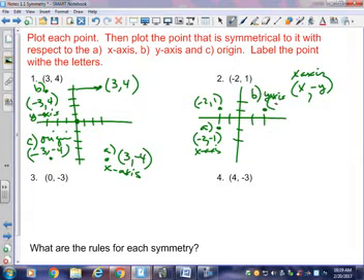And our point now is at 2, 1. What changed? The x changed to the opposite. It was negative, now it's positive. Over here when we did y-axis, it went from positive to negative. So the x changed there too. So it seems like the rule for y-axis symmetry is that the x changes to the opposite and the y stays the same.